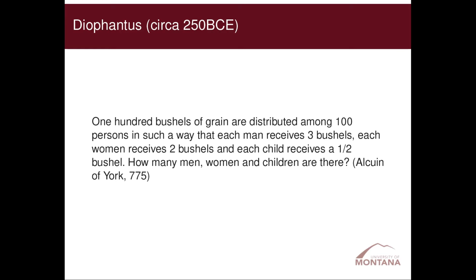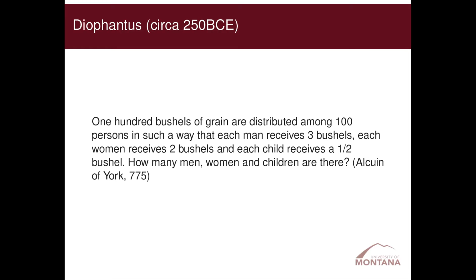So we have this problem that says 100 bushels of grain are distributed among 100 persons in such a way that each man receives 3 bushels, each woman receives 2 bushels, and each child receives half a bushel. How many men, women, and children are there? So, kind of an interesting question.